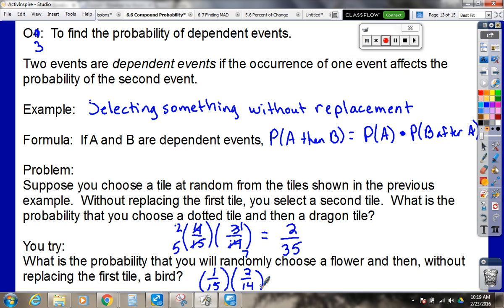Same case, I can reduce this a little bit. This becomes 1 over 7. 15 times 7 is 105, so the probability of that happening is really slim. It's 1 out of 105.